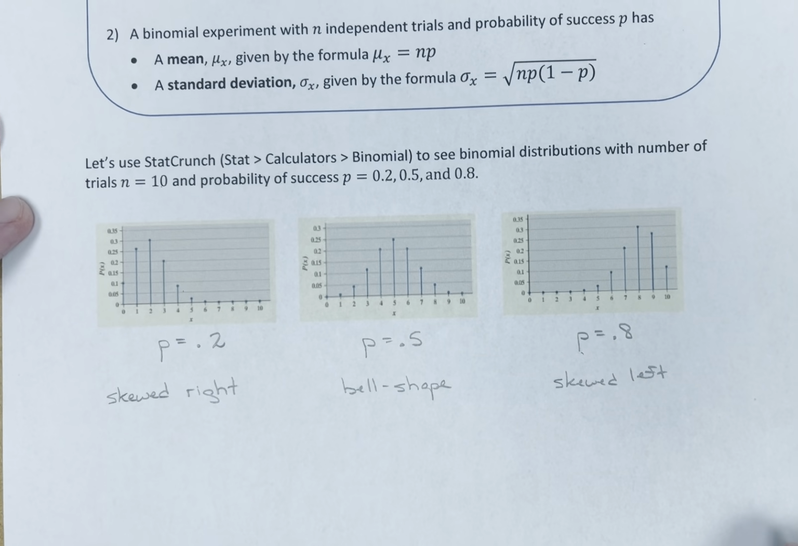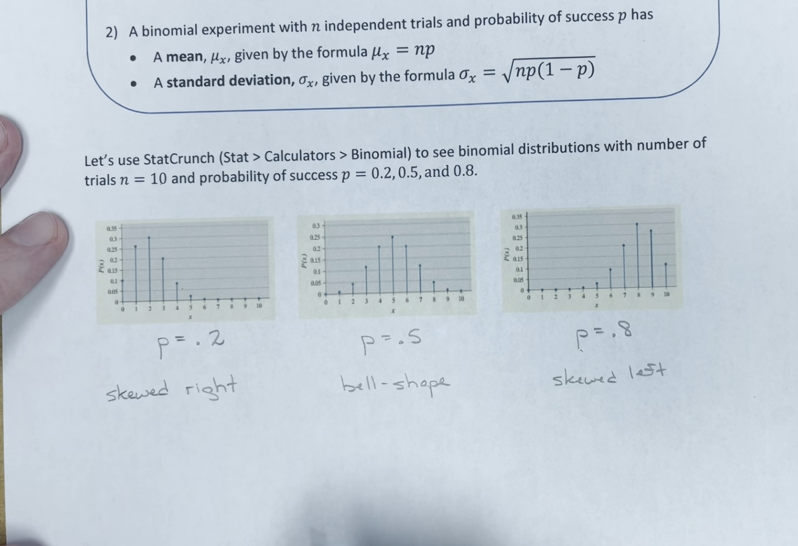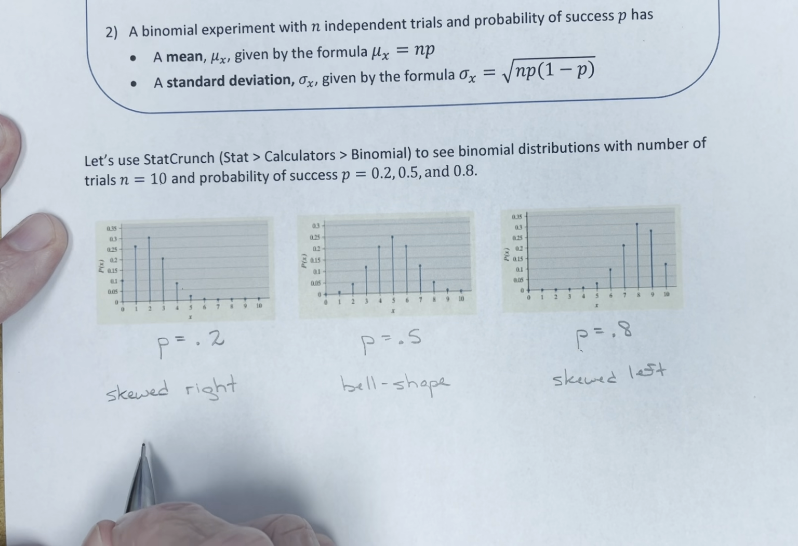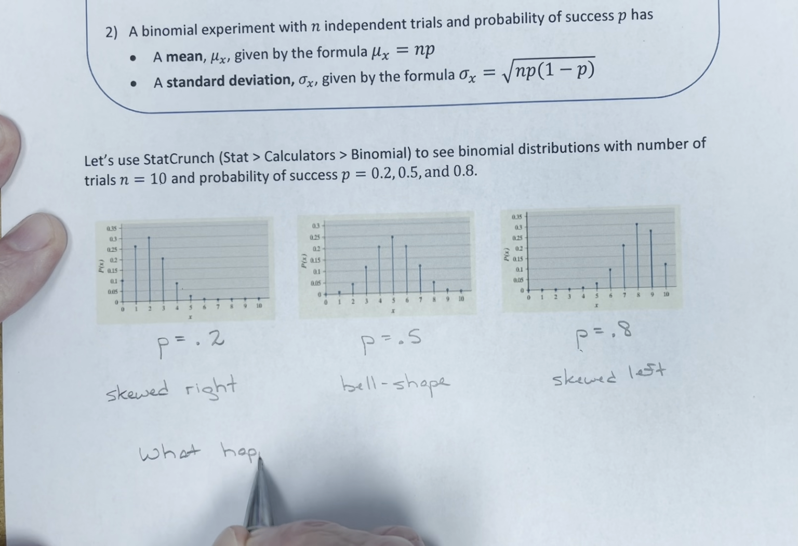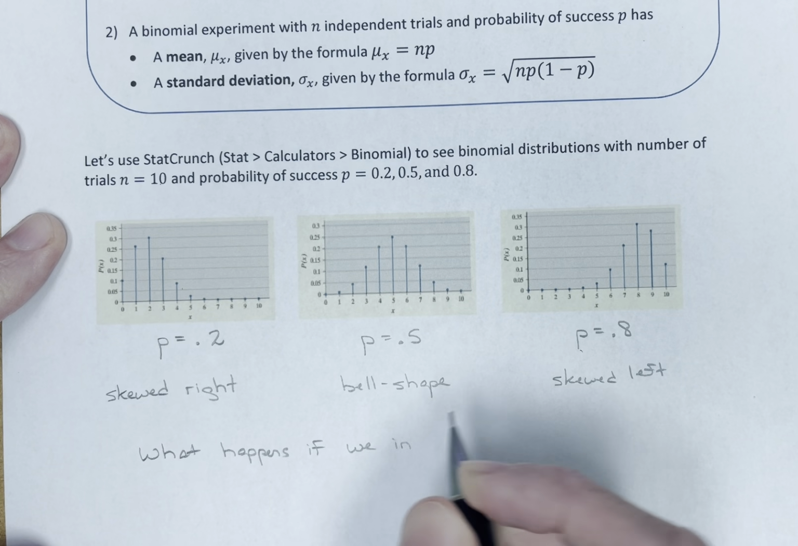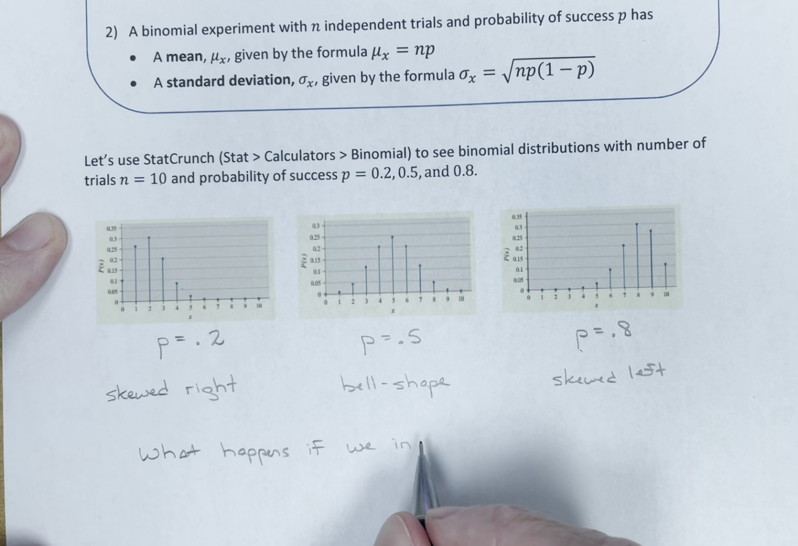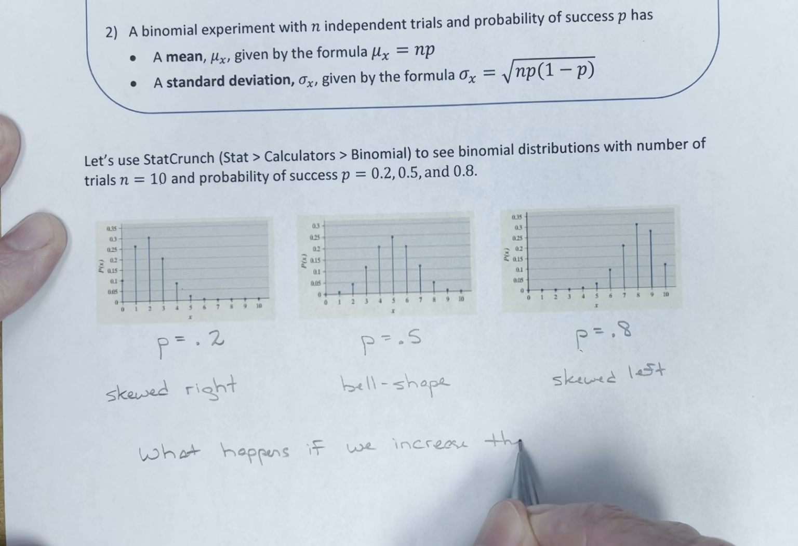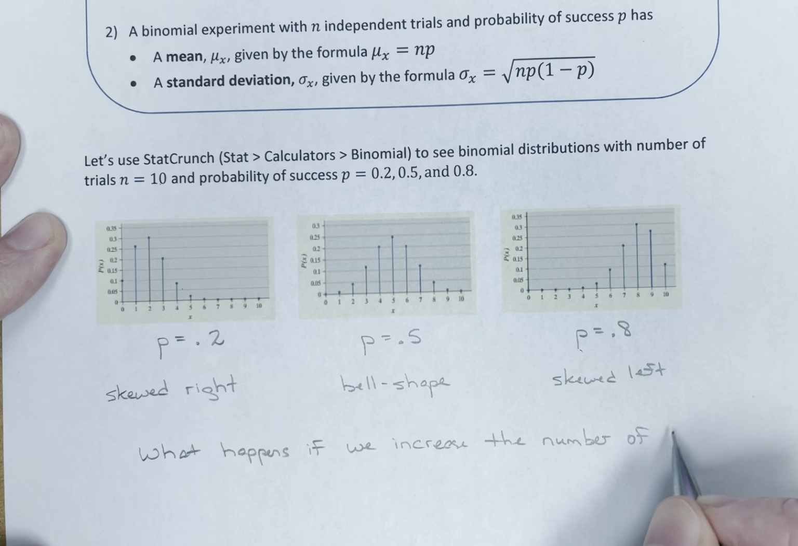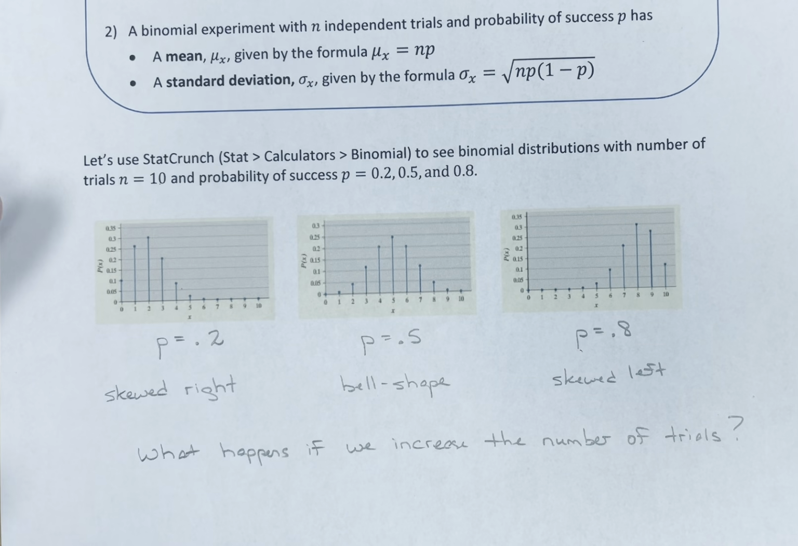Well, here's the question for us. What happens if we increase the number of trials? Let's jot that down. What happens if we increase the number of trials? 10's not too many, right? 10 trials is really not that many trials. Let's say we go to 30, for example. What happens if we do that?